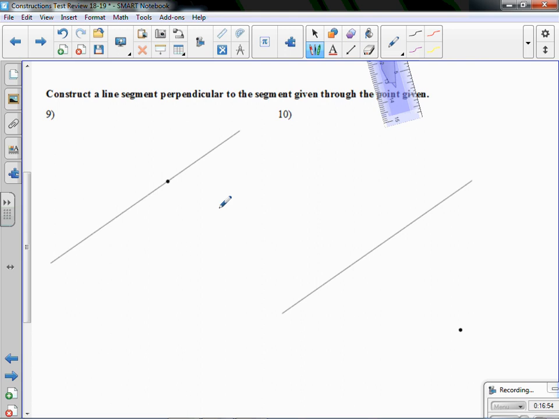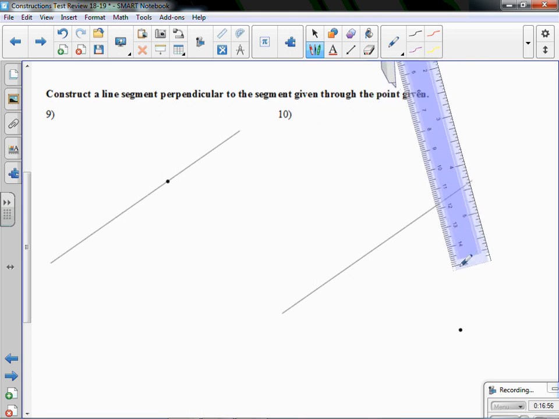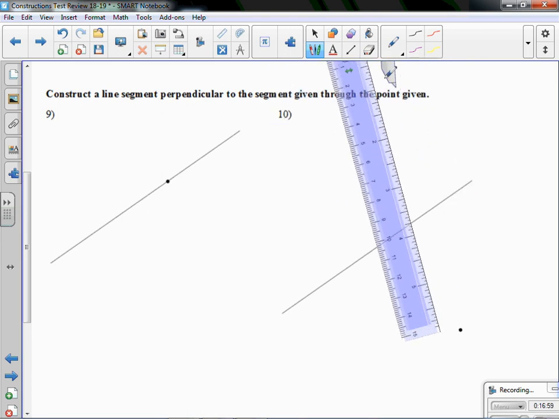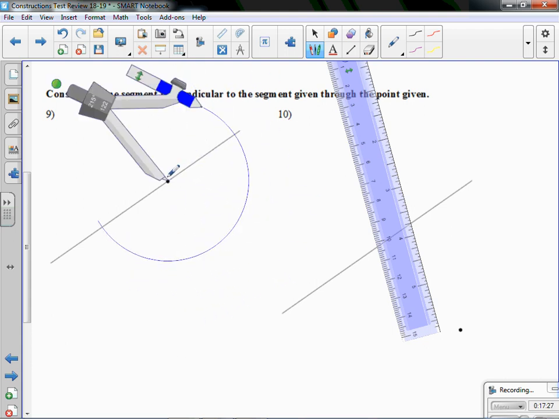Alright, number 9, we're going to construct line segments perpendicular to the segment going through the given point. The first one, we've got the point on the line. So we start off by putting our compass point on the point. With our compass point on the point there, we're going to make an arc that hits this line in 2 places. Like so.